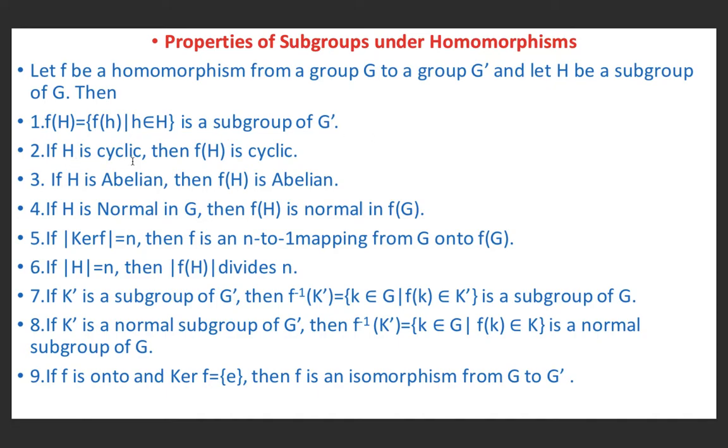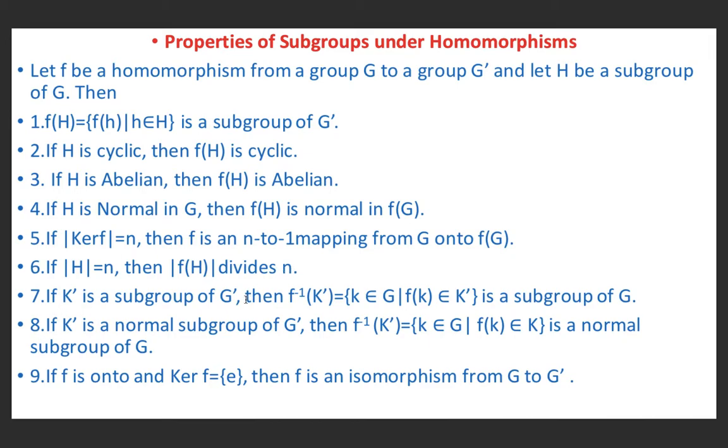If H is cyclic, then f(H) is also cyclic. If H is abelian, then f(H) is also abelian. If H is normal, then f(H) is also normal in f(G). If the number of elements in the kernel of f is equal to n, then f is an n to 1 mapping from G onto f(G). If the order of H is n, then the order of f(H) divides n. That is, the order of f(H) divides the order of H.